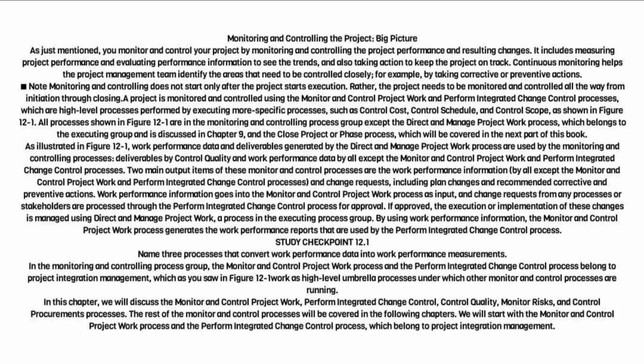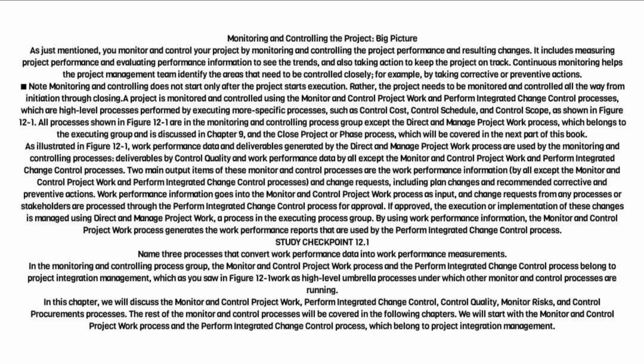Monitoring and controlling the project, big picture. As just mentioned, you monitor and control your project by monitoring and controlling the project performance and resulting changes. It includes measuring project performance and evaluating performance information to see the trends, and also taking action to keep the project on track. Continuous monitoring helps the project management team identify the areas that need to be controlled closely, for example, by taking corrective or preventive actions.